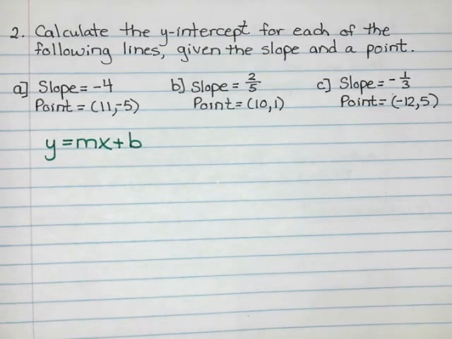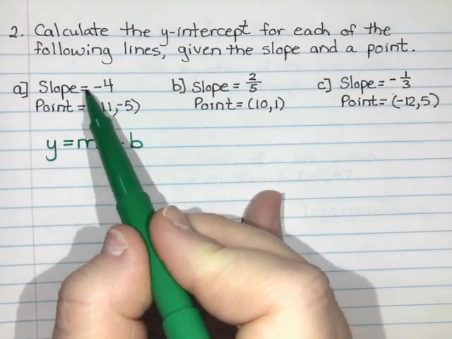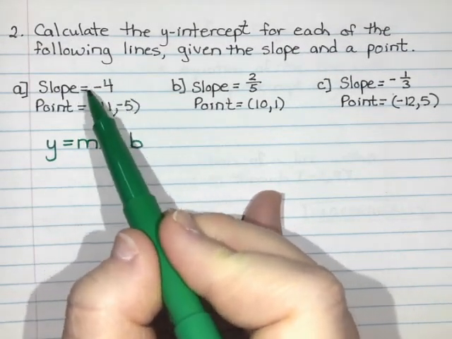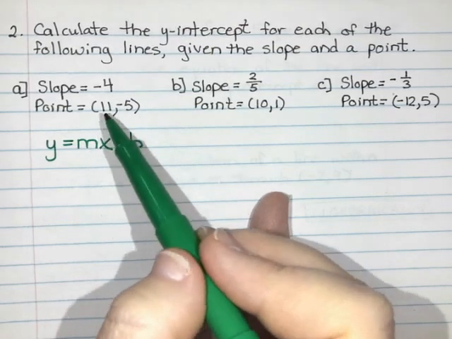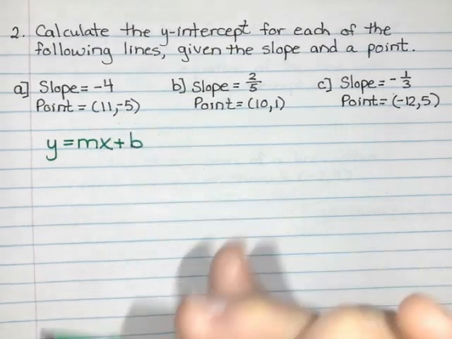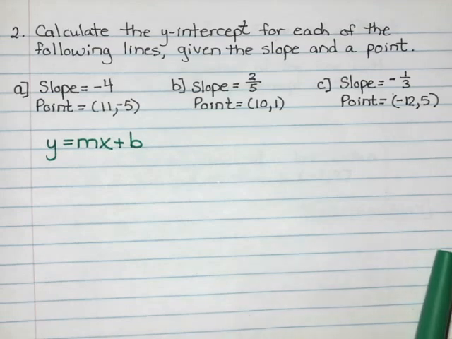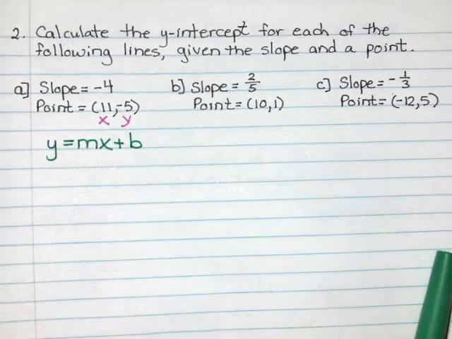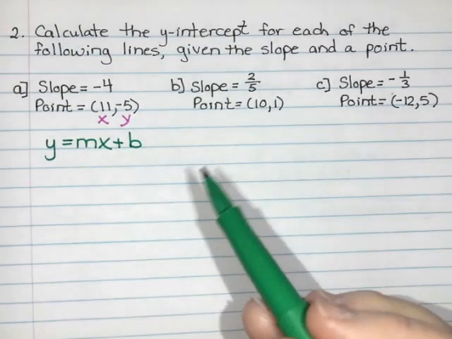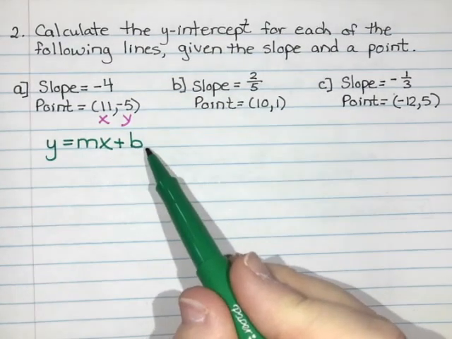So what I'm going to do is take that slope of -4 and substitute it in for m. And then I'm going to take the point 11 and -5 and put that in for x and y. And then that should allow us to calculate b, which is our y-intercept.